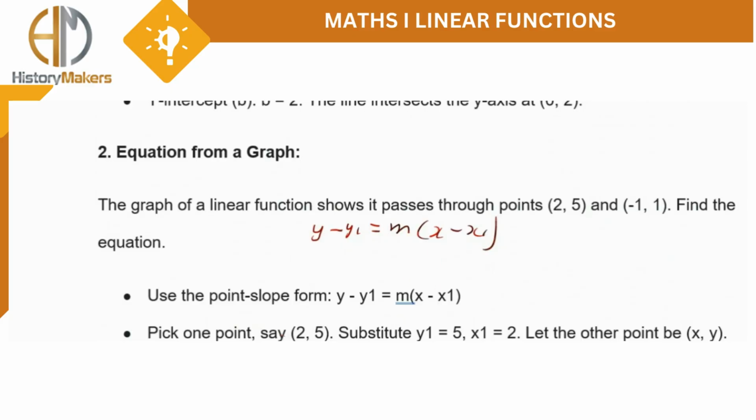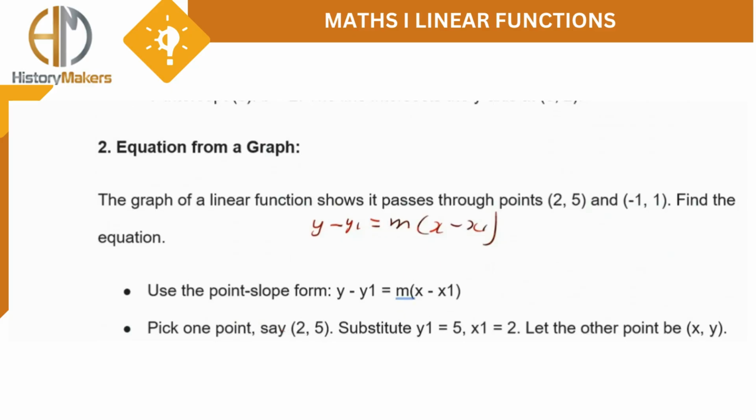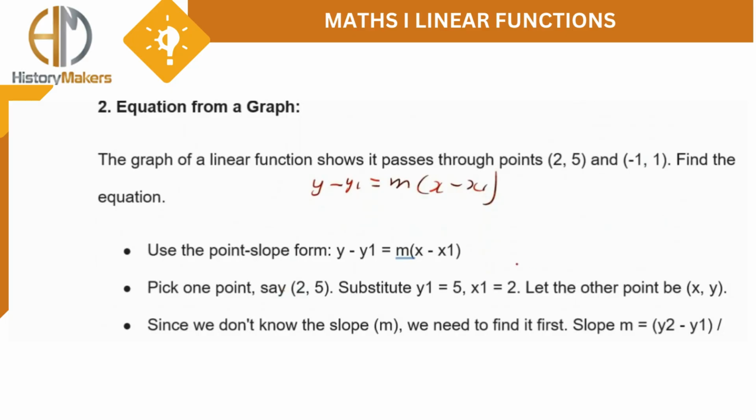Okay, how do we do that? You say y1 is equal to 5, and x1 is equal to 2. Let the other point be x and y. We don't substitute anything for this x and y. Since we don't know the slope m, we need to find it first. So we use the equation of the slope, which says y2 minus y1 over x2 minus x1.